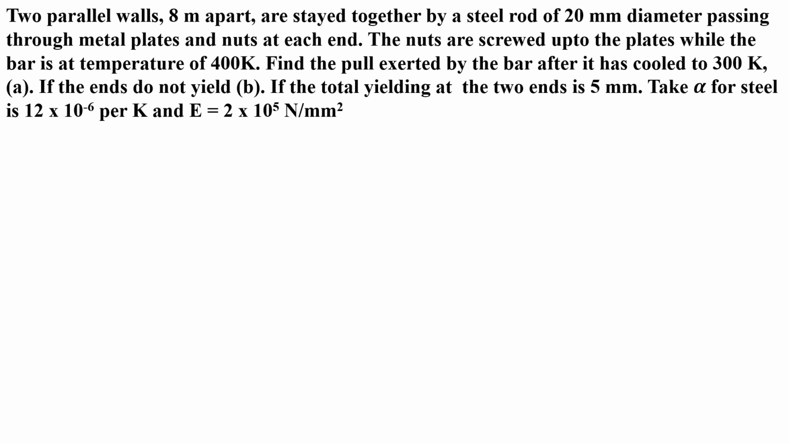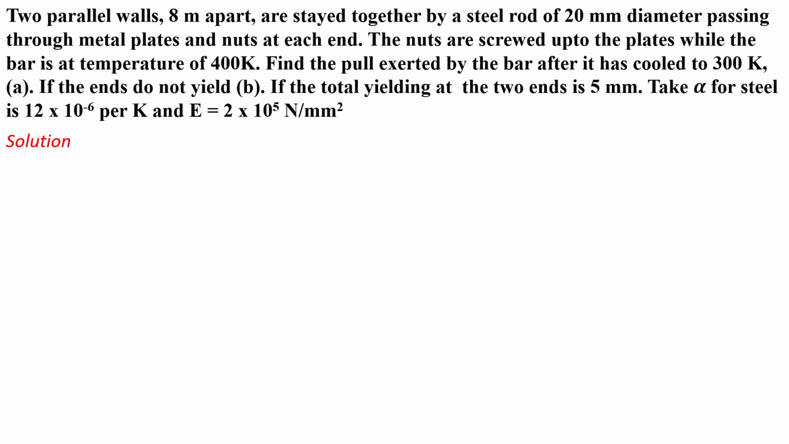The first condition is if the ends do not yield, and the second condition is if the total yielding at the two ends is 5 mm. Take the alpha value for steel as 12 into 10 to the power minus 6 per Kelvin, and the E value as 2 into 10 to the power 5 Newton per mm square. So let's see the solution.